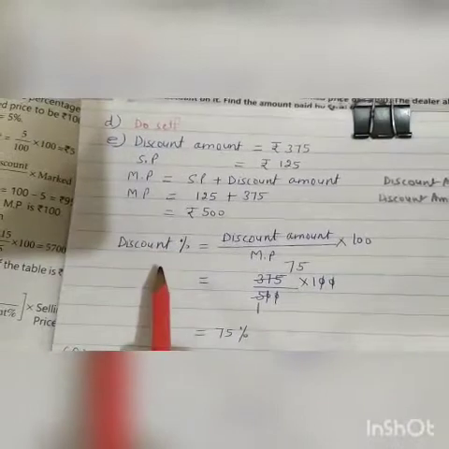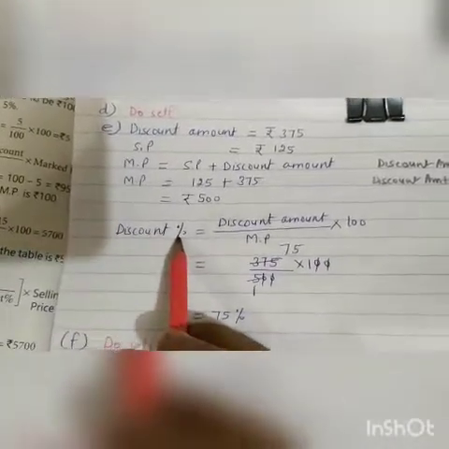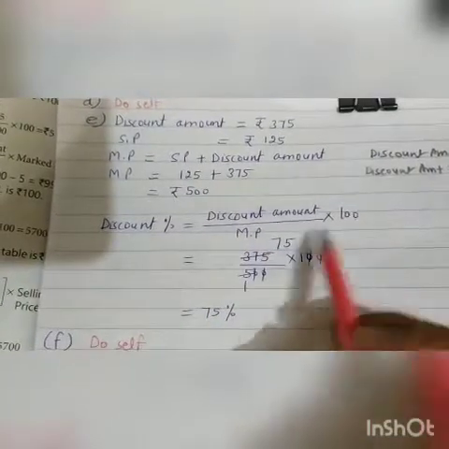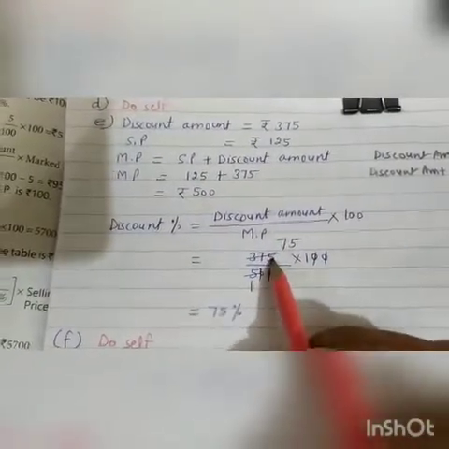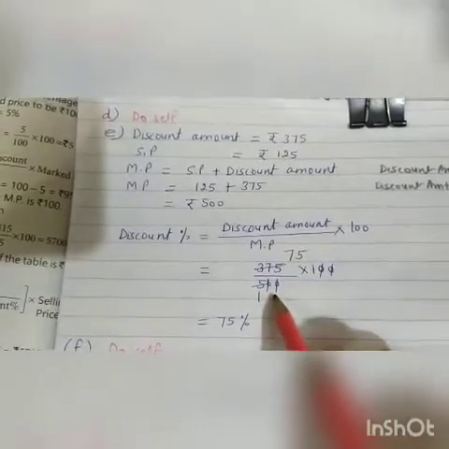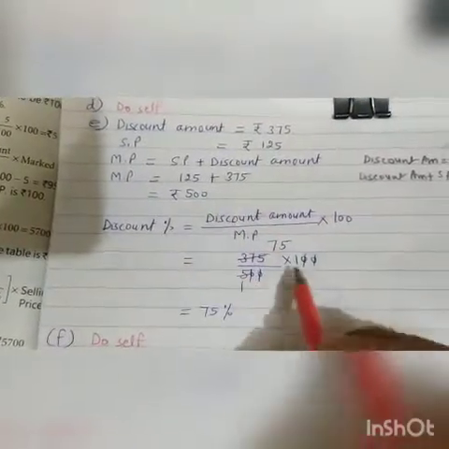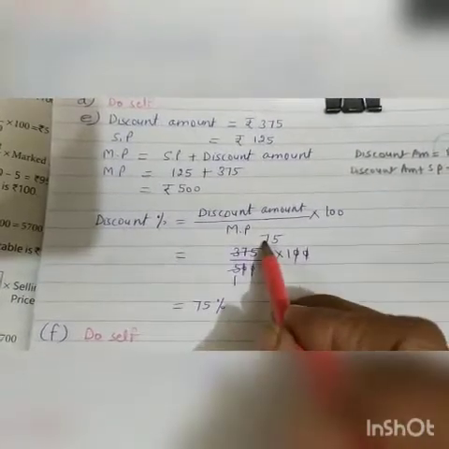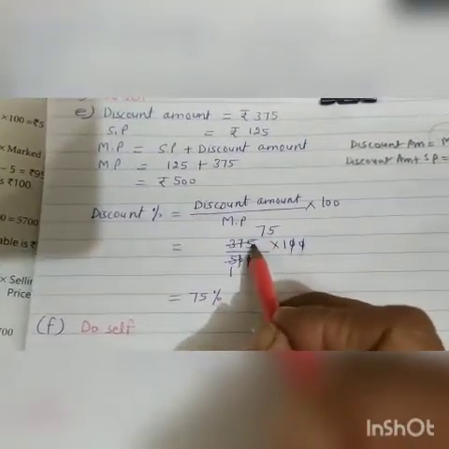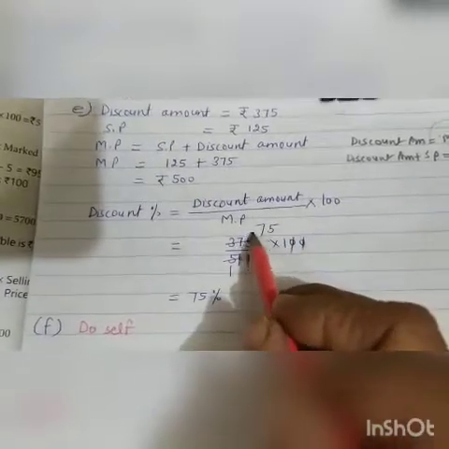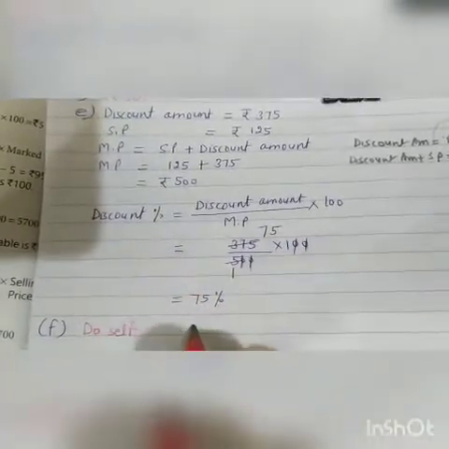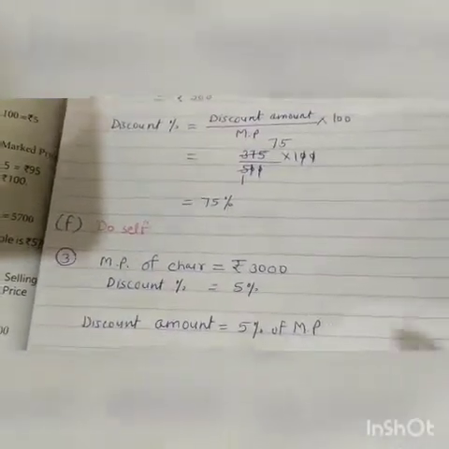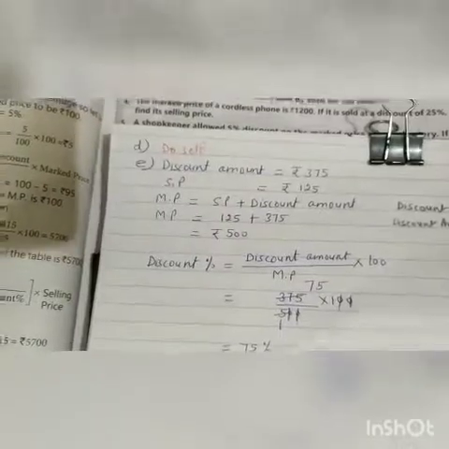Now next column, discount percent. Discount percent is equal to discount amount upon mark price into 100. Discount amount is 375, mark price is 500, into 100. 0 0 cancel. 5 1s are 5, 5 7s are 35, 2 remainder, 25, 5 5s are 25. So 75% discount. Do F part yourself. Come to question number 3.